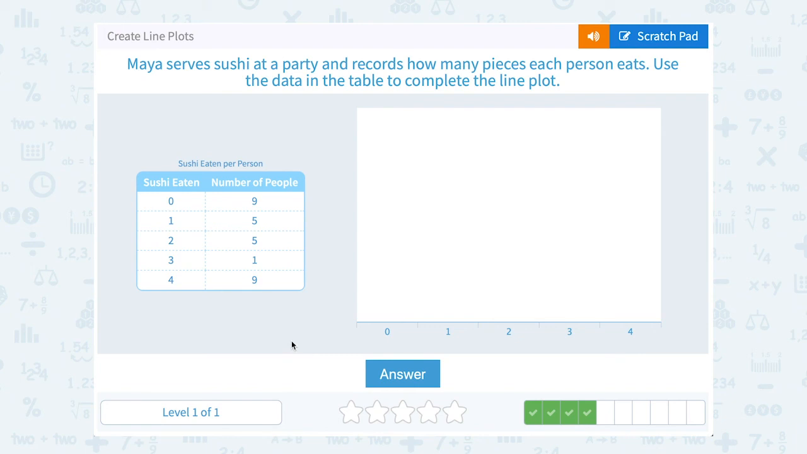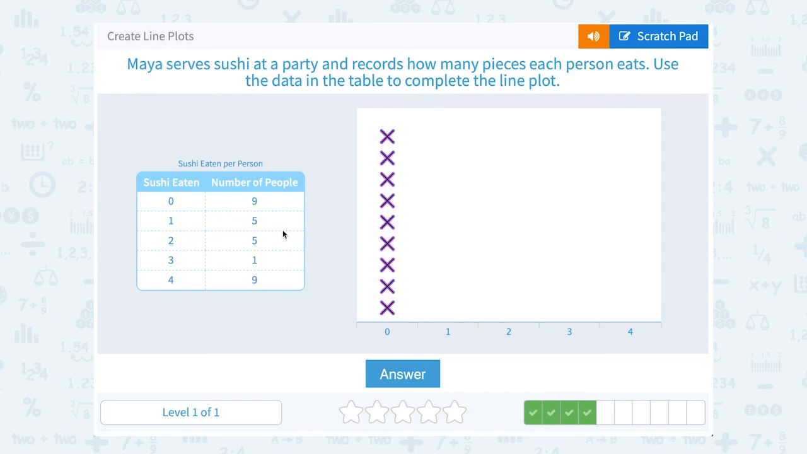Maya serves sushi at a party and records how many pieces each person eats. Use the data in the table to complete the line plot. Okay, well, across the bottom, or the x-axis, we have the sushi eaten, right? 0, 1, 2, 3, or 4 pieces. So we want to draw an x to represent each number of people that ate that amount of sushi. So for 0, or didn't eat any sushi, that was 9 people. So 1, 2, 3, 4, 5, 6, 7, 8, 9 x's.